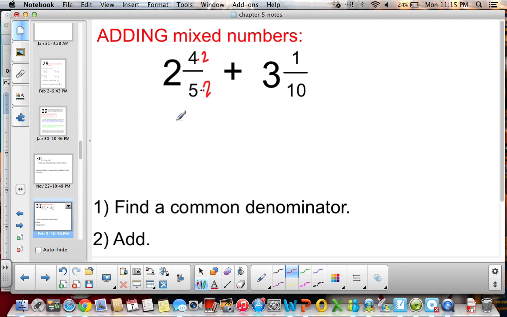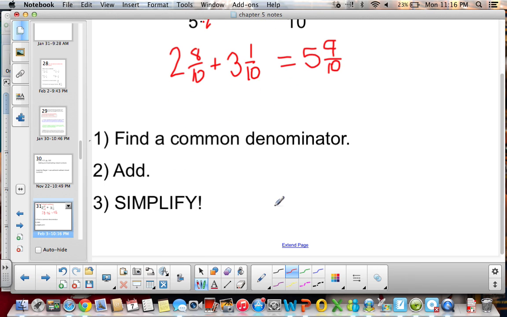So now I'm going to rewrite this. Instead of trying to do this in my head, I'm going to rewrite it as 2 and 8/10 plus 3 and 1/10. And now I add, so I add my whole numbers together, which is 5, and then I add my fractions. 8 plus 1 is 9. And then I keep the denominator, 5 and 9/10. And then our last step is to simplify, which 5 and 9/10 is already simplified, so then we leave it like that.